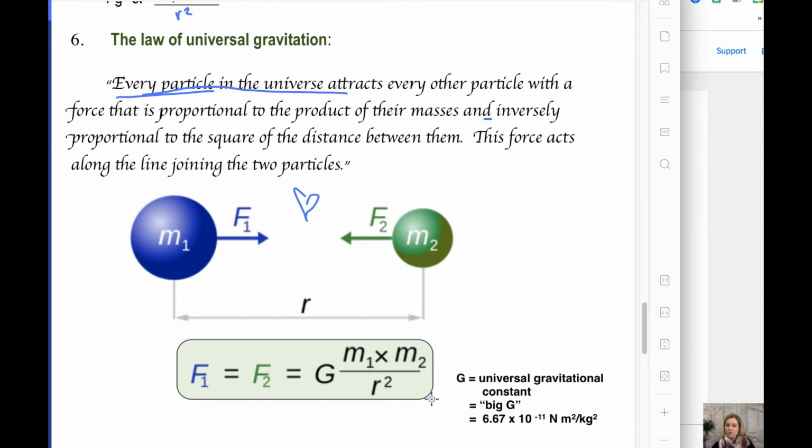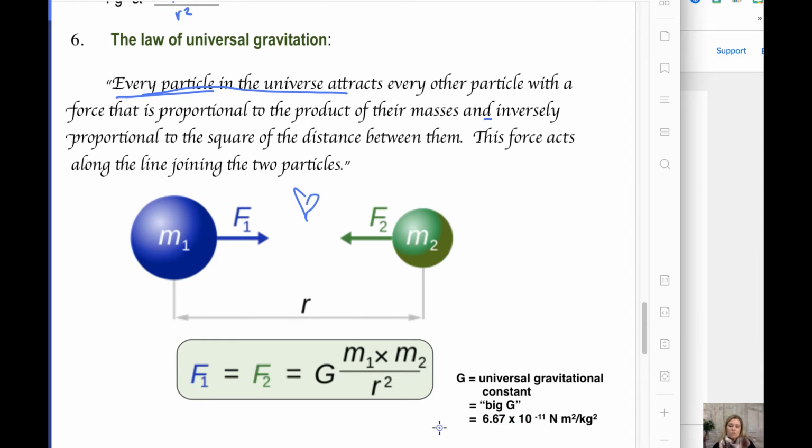Again, better known as big G, if you want to communicate with me. If you ask me a number, you go, what's big G? And then I will give you the number. Of course, this number I will give you on a formula sheet. We don't like memorizing anything because your teacher can't memorize anything, which means you don't have to. And that number is 6.67 times 10 to the minus 11.